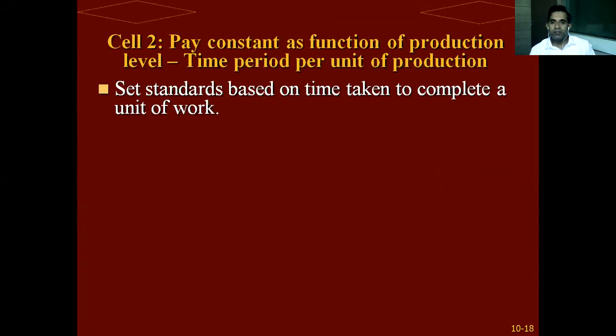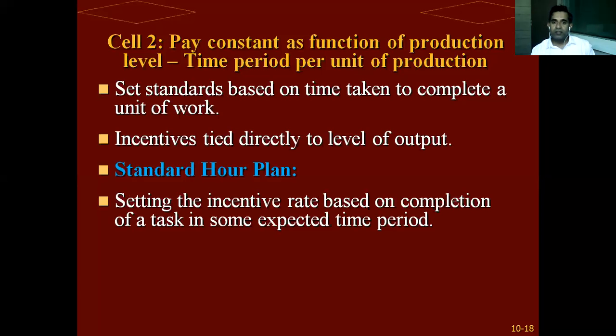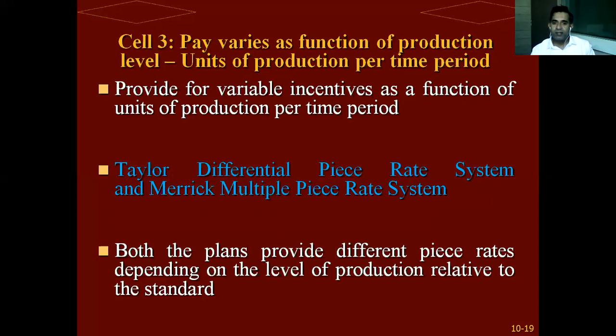Similarly, for cell 2, the rate is determined by time period per unit of production, that is, how much time is taken to complete a piece of work. Again the pay is constant as a function of production, so some minimum wage is guaranteed even if more time is consumed than the standard time. In this case, the standard hour plan is recommended, and we have already considered it.